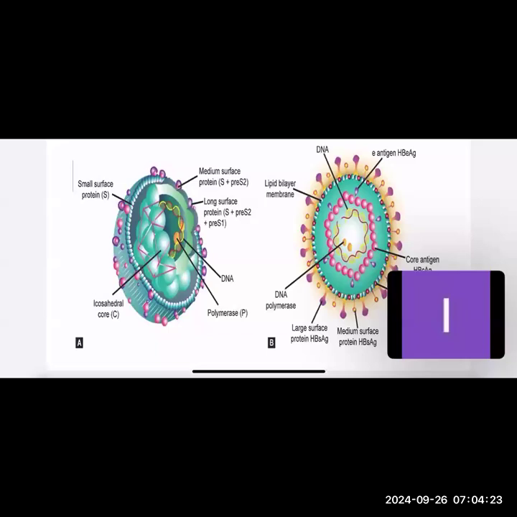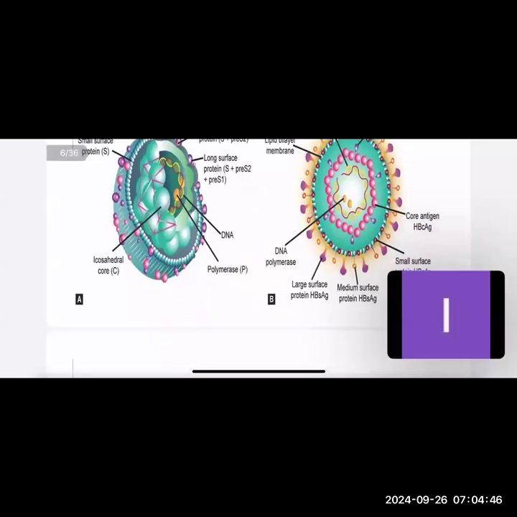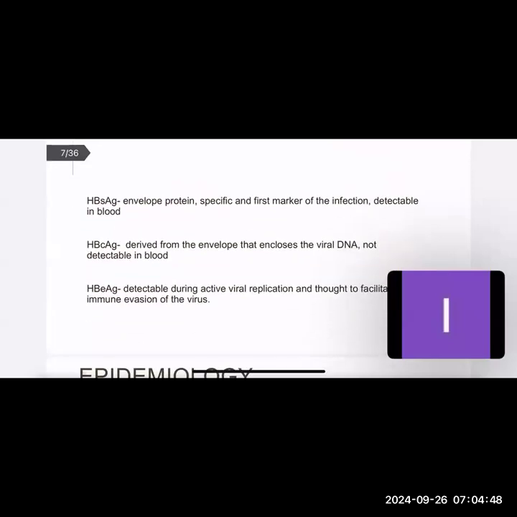We can appreciate the lipid bilayer membrane, and on this lipid bilayer membrane, that's where we have the surface antigen, and then within the cytoplasm, we can appreciate the E antigen, then the nucleocapsid that is enclosing the DNA and the DNA polymerase. So the surface antigen is the envelope protein, which we could appreciate.